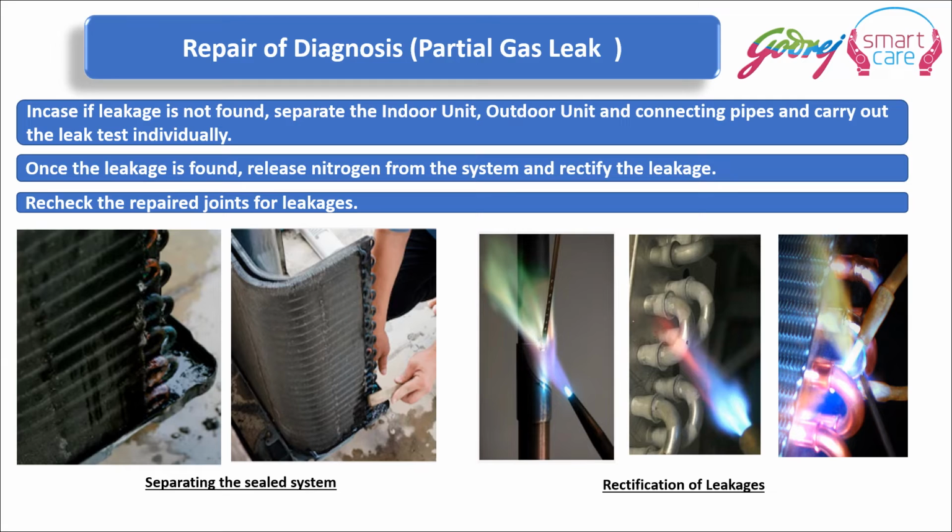If the leakage is not found, you have to separate the indoor unit, outdoor unit and connecting pipes and carry the leak test individually to the condenser, individually to the evaporator, individually to the connecting pipes, etc. And whenever the leakage is found, we rectify it. If the leakage is from a flared joint, then we have to flare the joint again. If the leakage is from any other part of the pipe, we have to braze and we have to plug that leakage.